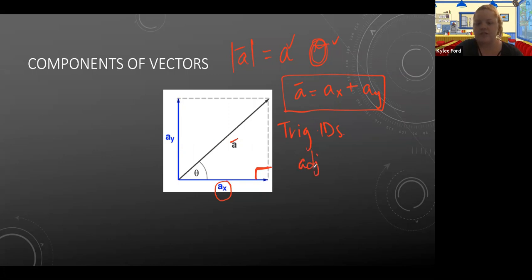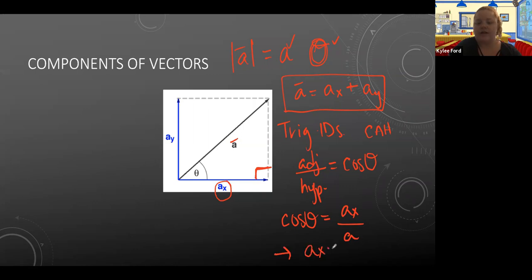So if I have my adjacent and my hypotenuse, what is that going to be? Which identity? Cosine. So we have cosine theta equals adjacent over hypotenuse. Remember, CAH in SOHCAHTOA. So I have cosine theta equals our adjacent, AX over A. Then we can solve for AX using a bit of algebra. So I have AX equals A times cosine theta.